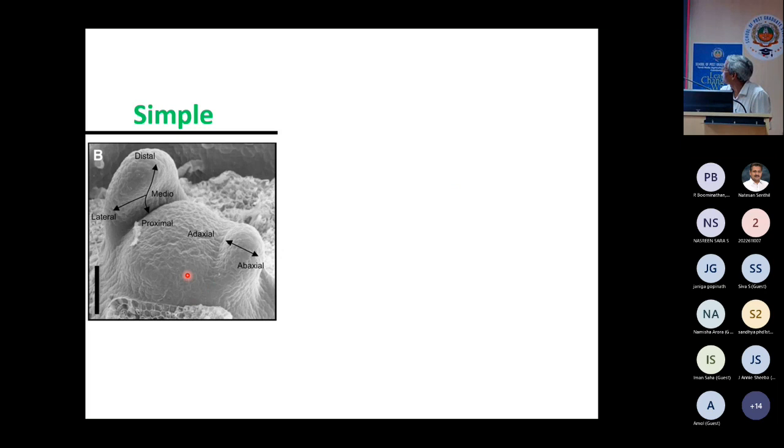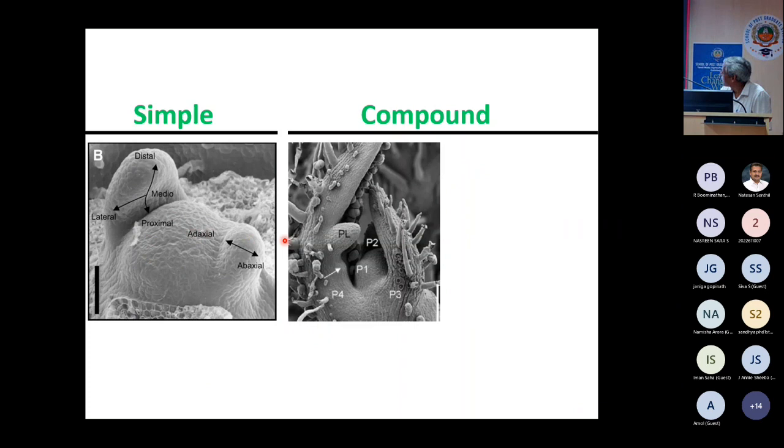In this meristem, which I have already spoken about, this scanning electron micrograph, this is the stem cell region, the shoot apical meristem region. And here, a simple leaf is initiated like that. And I told you that the compound leaf also is initiated like that. You see this? This is a single tomato leaf.